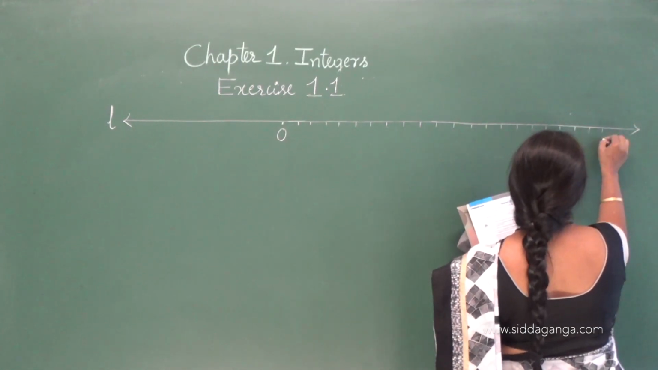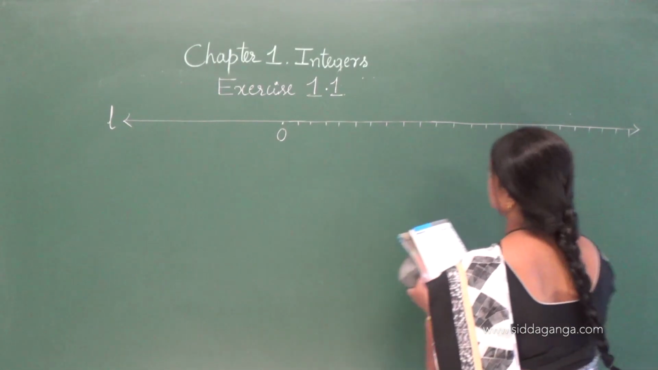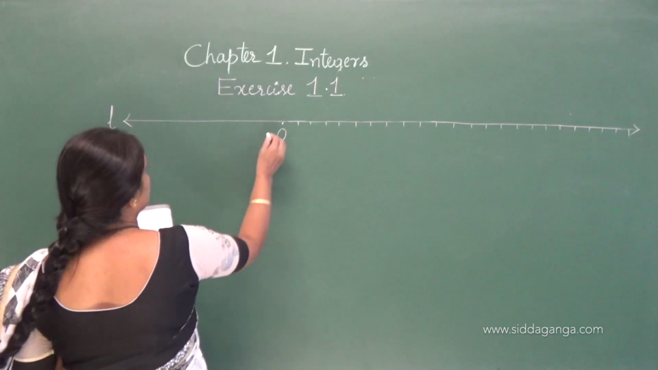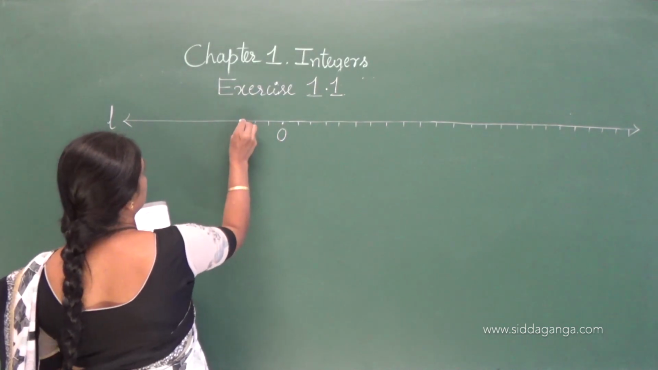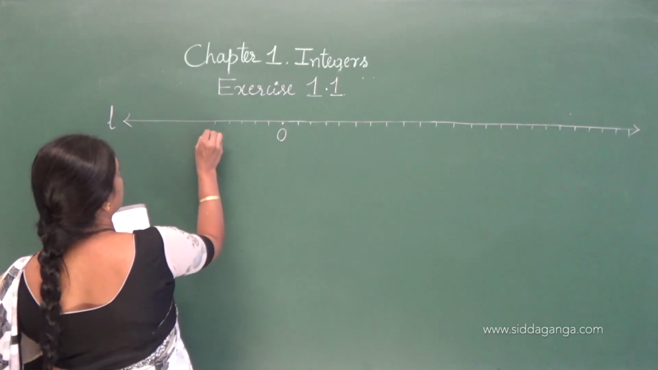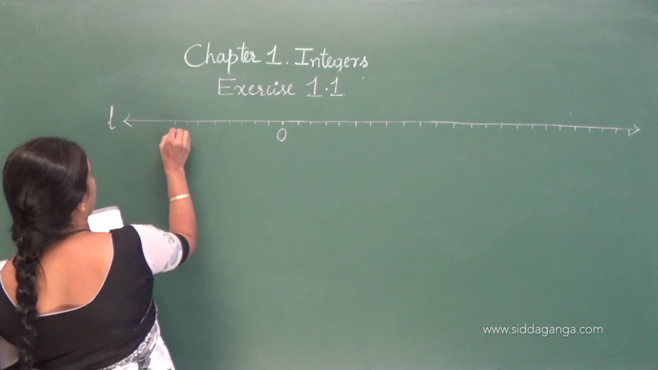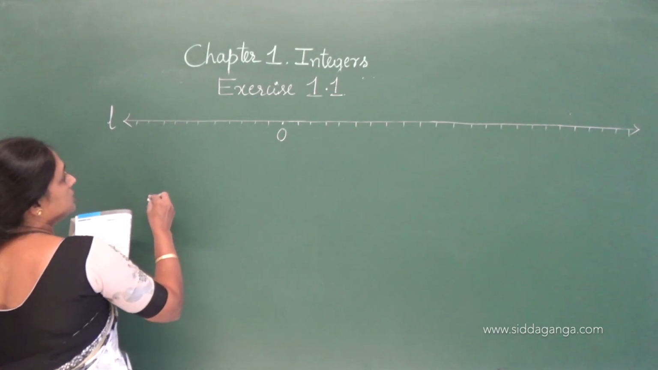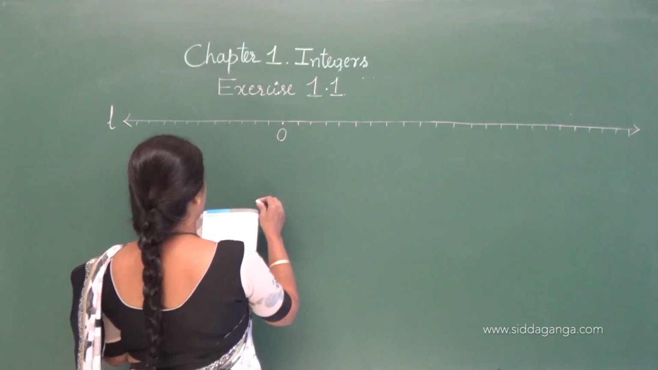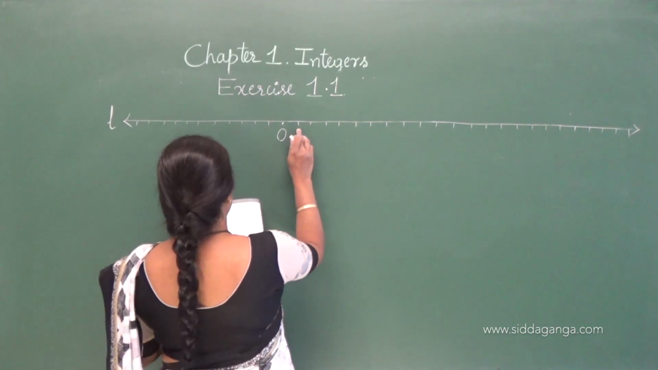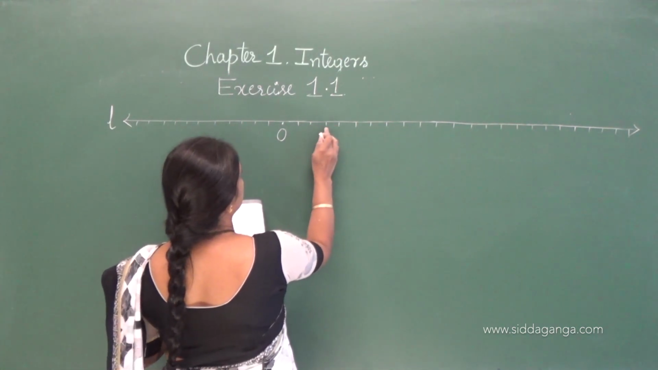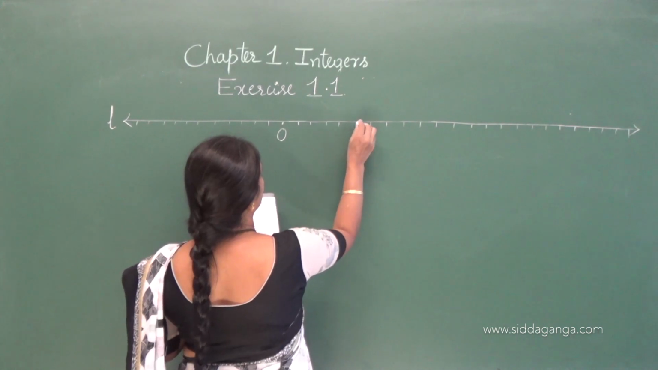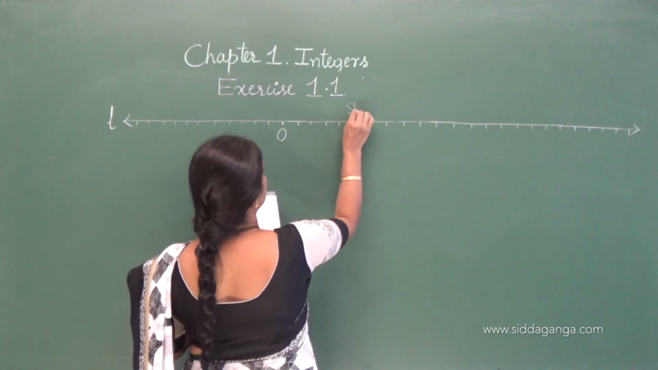19, 20, 21, 22, 23. Okay. Minus 1, 2, 3, 4, 5, 6, 7, 8, 9, 10, 11. Okay. So here they have given at 5, plus 5: 1, 2, 3, 4, 5. This is Shimla.